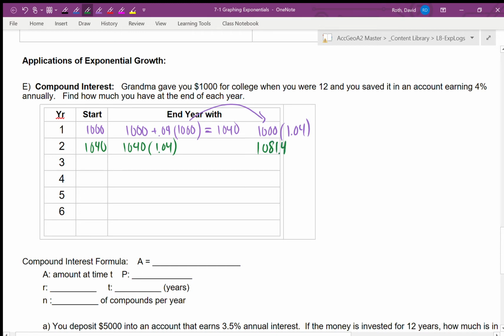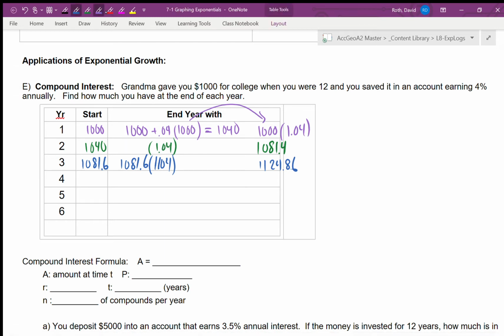Now, okay, fine. I'll just keep going here, and I'll note I'm doing different years in different colors for a reason. I would start the next year at 1081.6, and then I would have 1081.6 times 1.04 is equal to what? 1124.86? Not 1124.86.